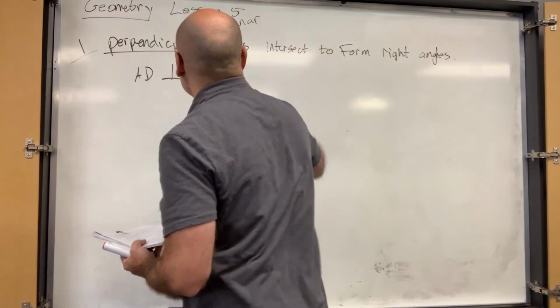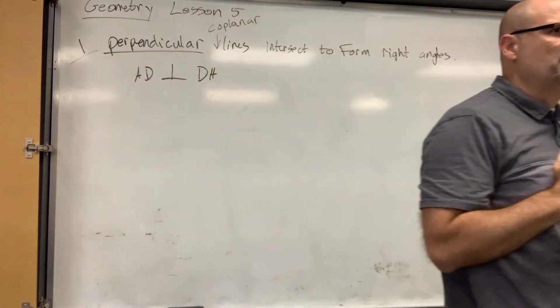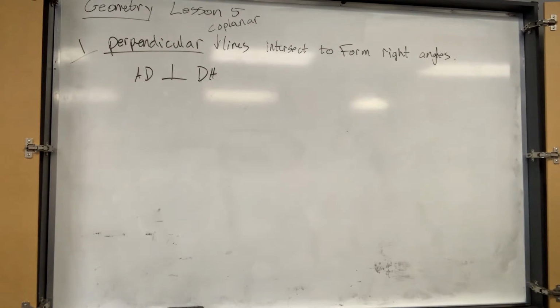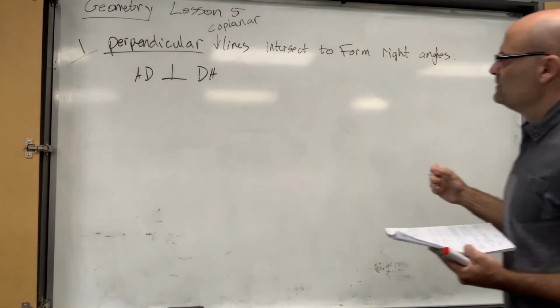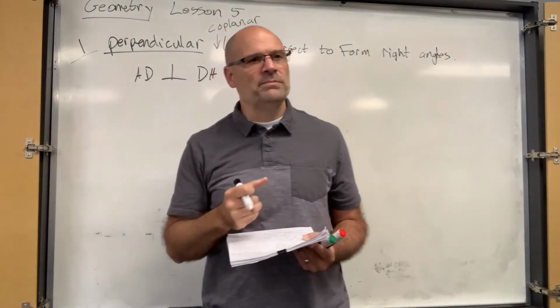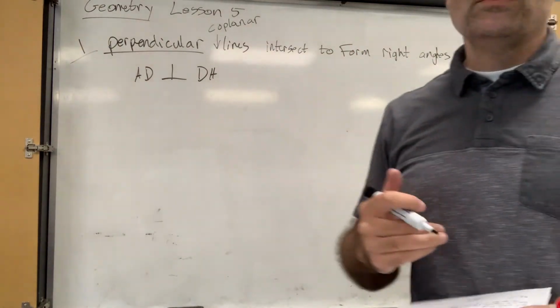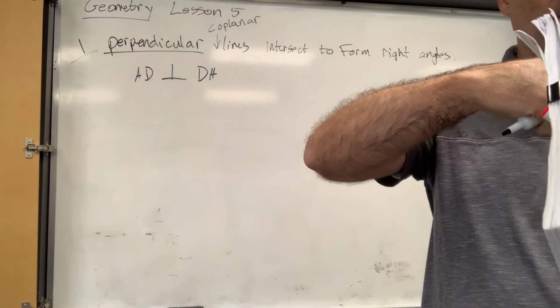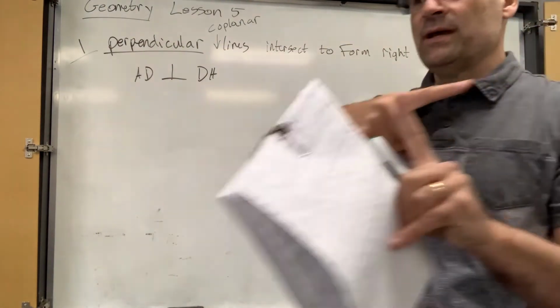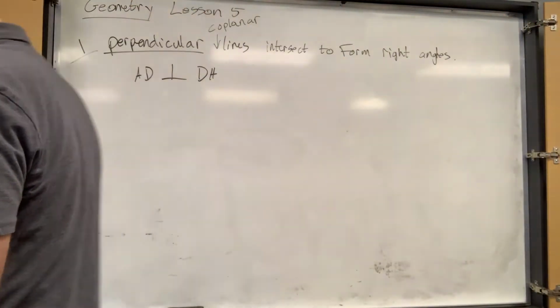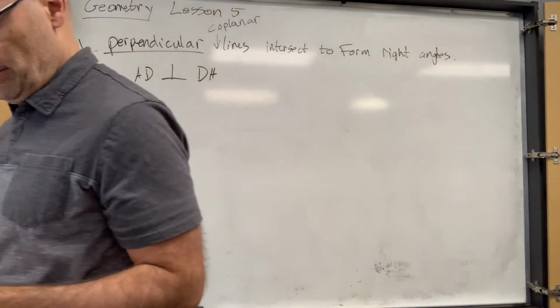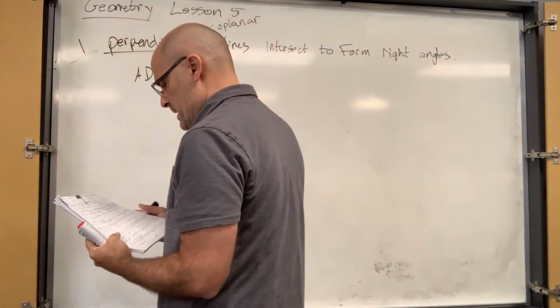And I have to add this word in there. Coplanar lines intersect to form right angles. Okay, that's the definition of perpendicular lines. So they have to be on the same plane, otherwise they're called skew lines. Okay, skew. All right. Okay, so that's an example.